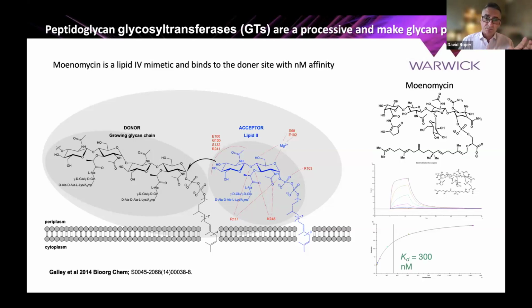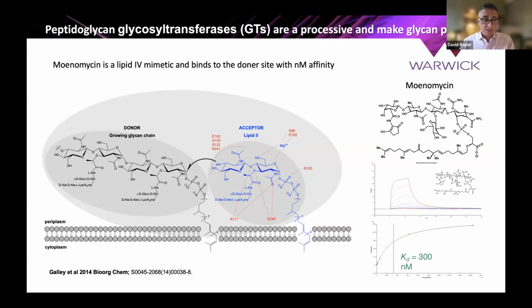We have a so-called donor site, which is where the growing glycan strand is formed. And then we have an acceptor site where the incoming lipid 2 molecule can bind, and that enables the beta-1,4 glycosidic linkage to be made at the active site of the enzyme. Everything moves essentially from right to left, with the release of an undecaprenyl pyrophosphate molecule at the end. So we go round and round and round this circle to make a long glycan strand.